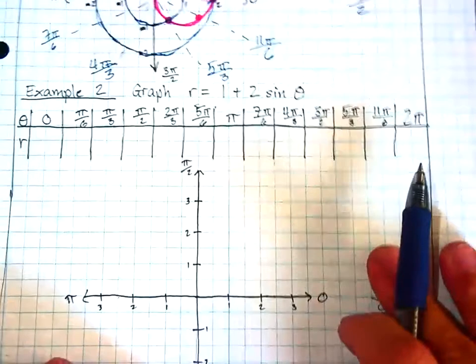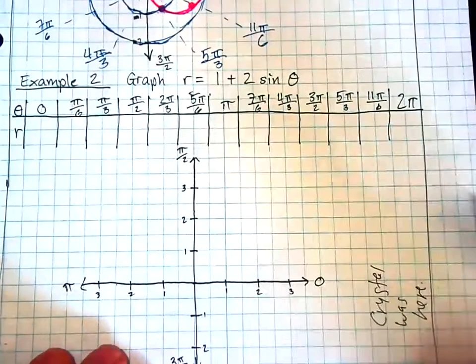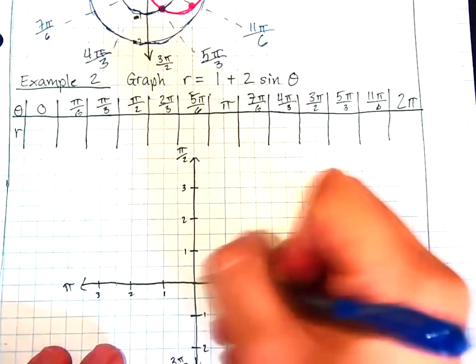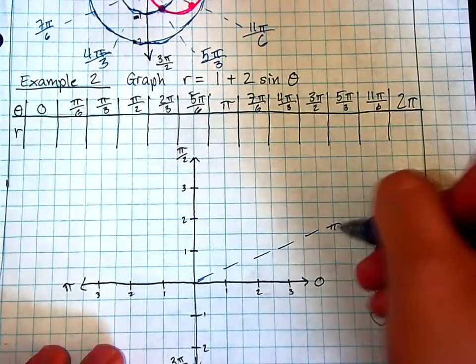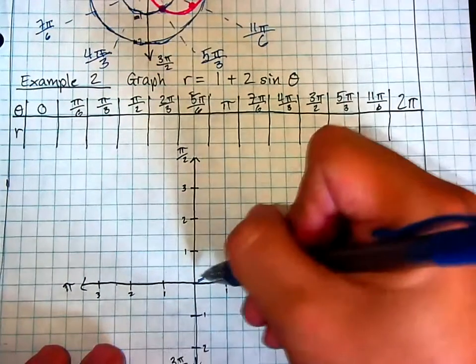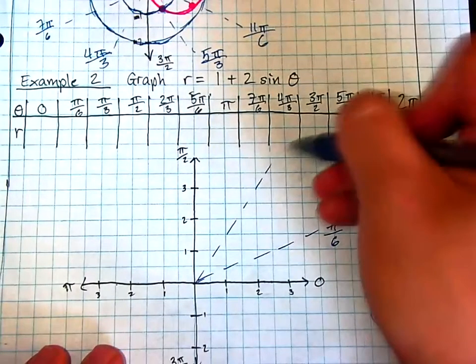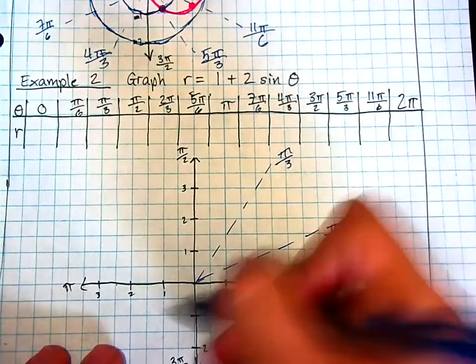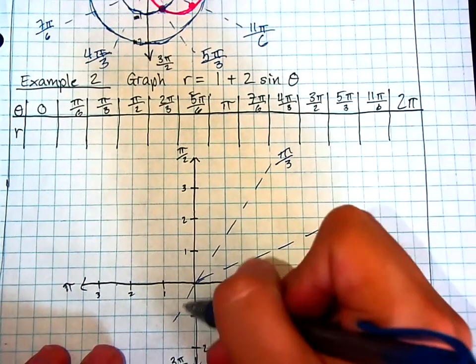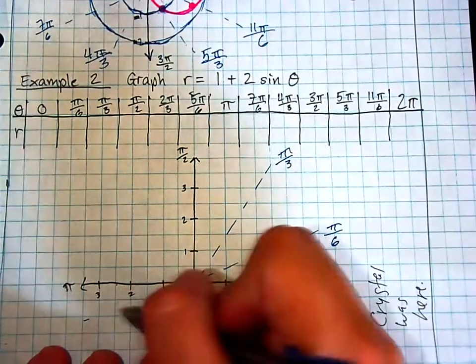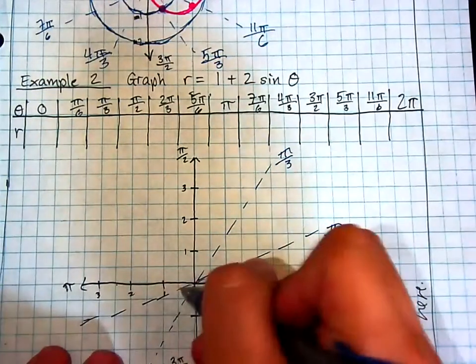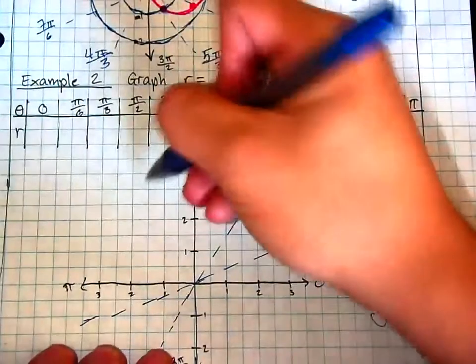Okay? So once again, I do need to sketch out pi over 6 and pi over 3, so let's go and do that real quick. So that's approximately pi over 6, approximately pi over 3, going down this way as well. Okay, and then over on this side.